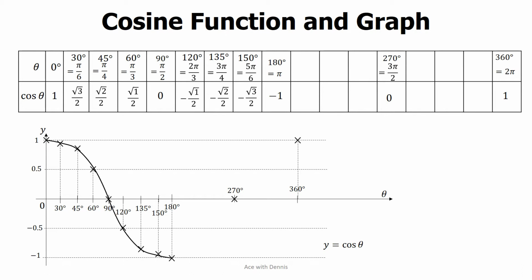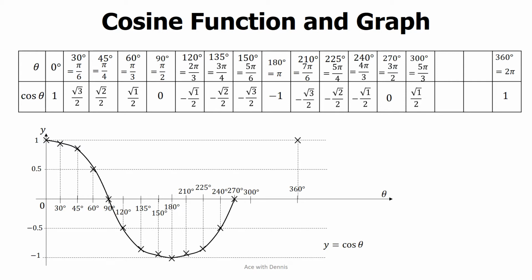Cosine 135 degrees is negative root 2 over 2. So on the graph, this is the point. Okay. And cosine 150 degrees, right? It equals negative root 3 over 2. So this is the point. And now we join these points together. Okay, we get this curve.